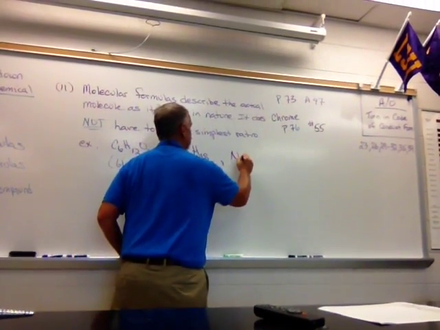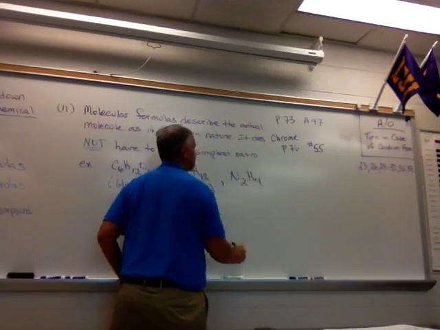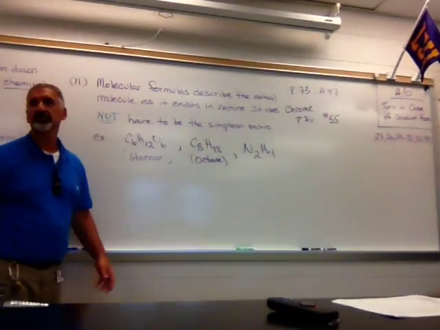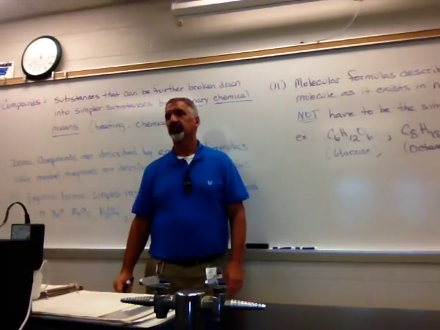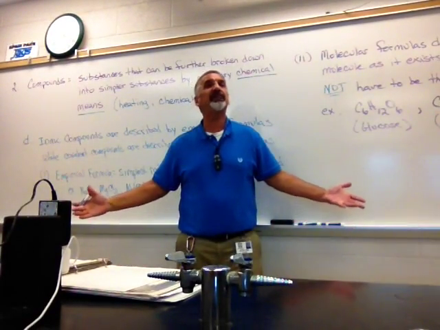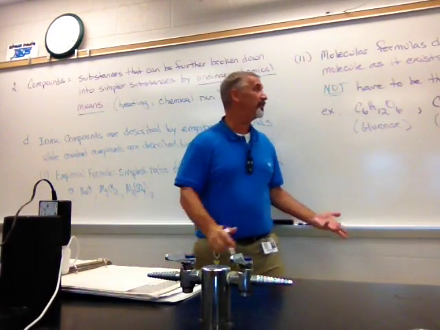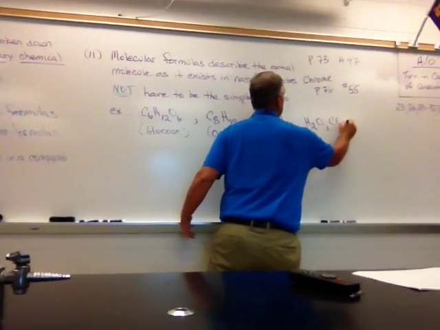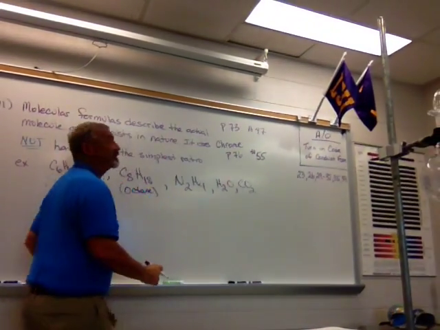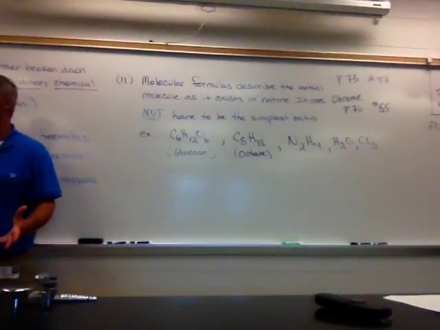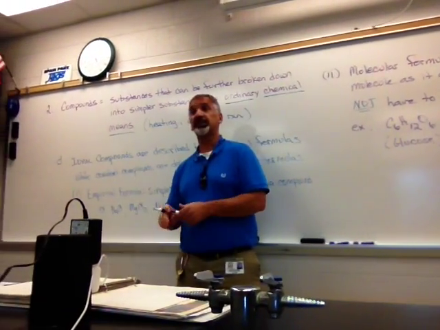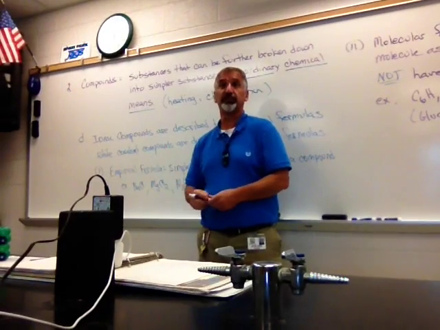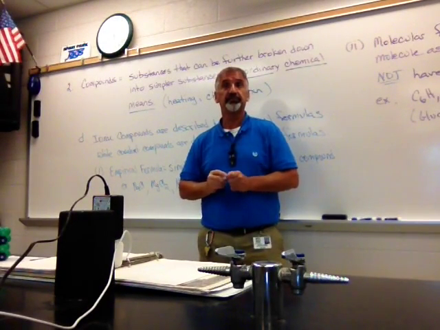Hydrazine, which is a fuel for rockets, is N2H4. So it doesn't have to be the simplest ratio; it's however the molecule exists in nature. Now H2O and CO2 are still molecular formulas because that's the way the molecule exists, but they are also the simplest ratios. So each is an empirical and a molecular formula both. Does that make sense? Are you with me?